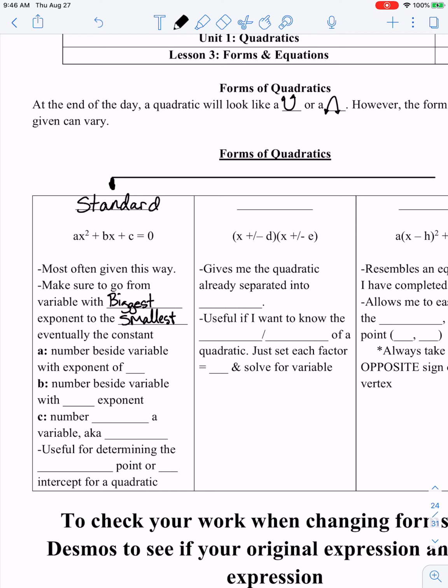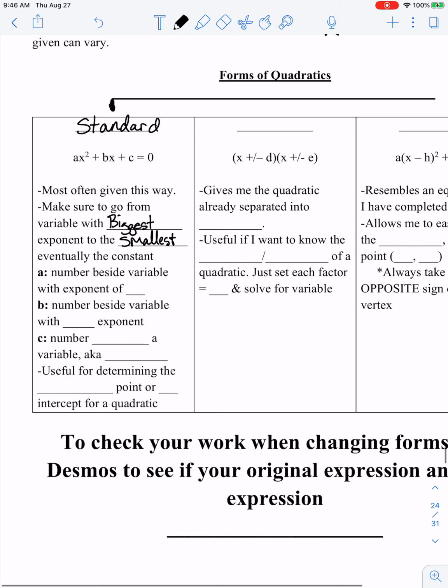to eventually the constant. Again, just a quick highlight, your coefficient or a value is the number beside your variable with an exponent of 2. Your b value is the number beside your variable with a 1 or no exponent. A number without a variable is your c value, also known as your constant.